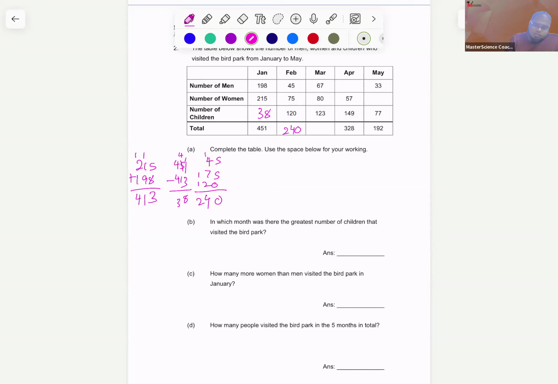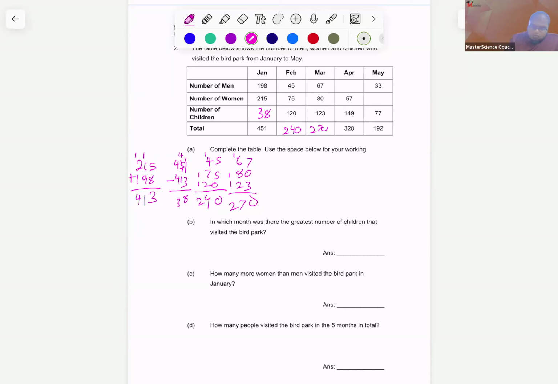Okay, so the next one also just plus. 67, 80, and 123. 7 plus 3 is 10. 1 plus 6, 7. 7 plus 8, 15 plus 2, 17. 270.